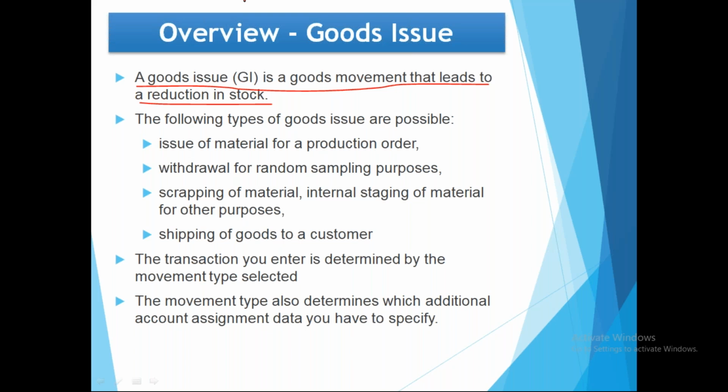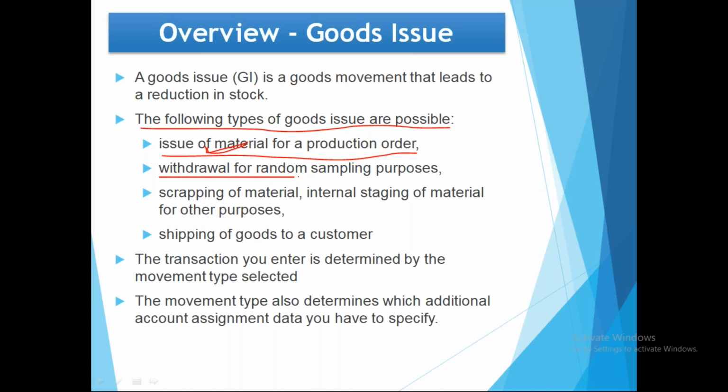A goods issue is a goods movement that leads to a reduction in stock. So here we are issuing the stocks, and that will lead to a reduction in the stock. The following types of goods issue are possible, like issue of a material for a production order. The production department needs some material, so for that you will issue some material, and that is called issue.